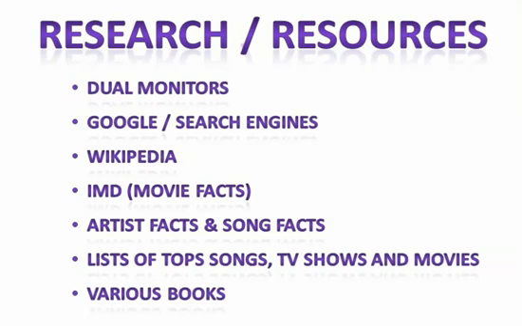Use Google, Wikipedia, IMDb, Artifacts.com, and Songfacts.com. Source Trivia can provide lists of top songs, top TV shows, and top movies by year. This can be helpful when establishing alternative multiple choice options. Use books. There are plenty of them.